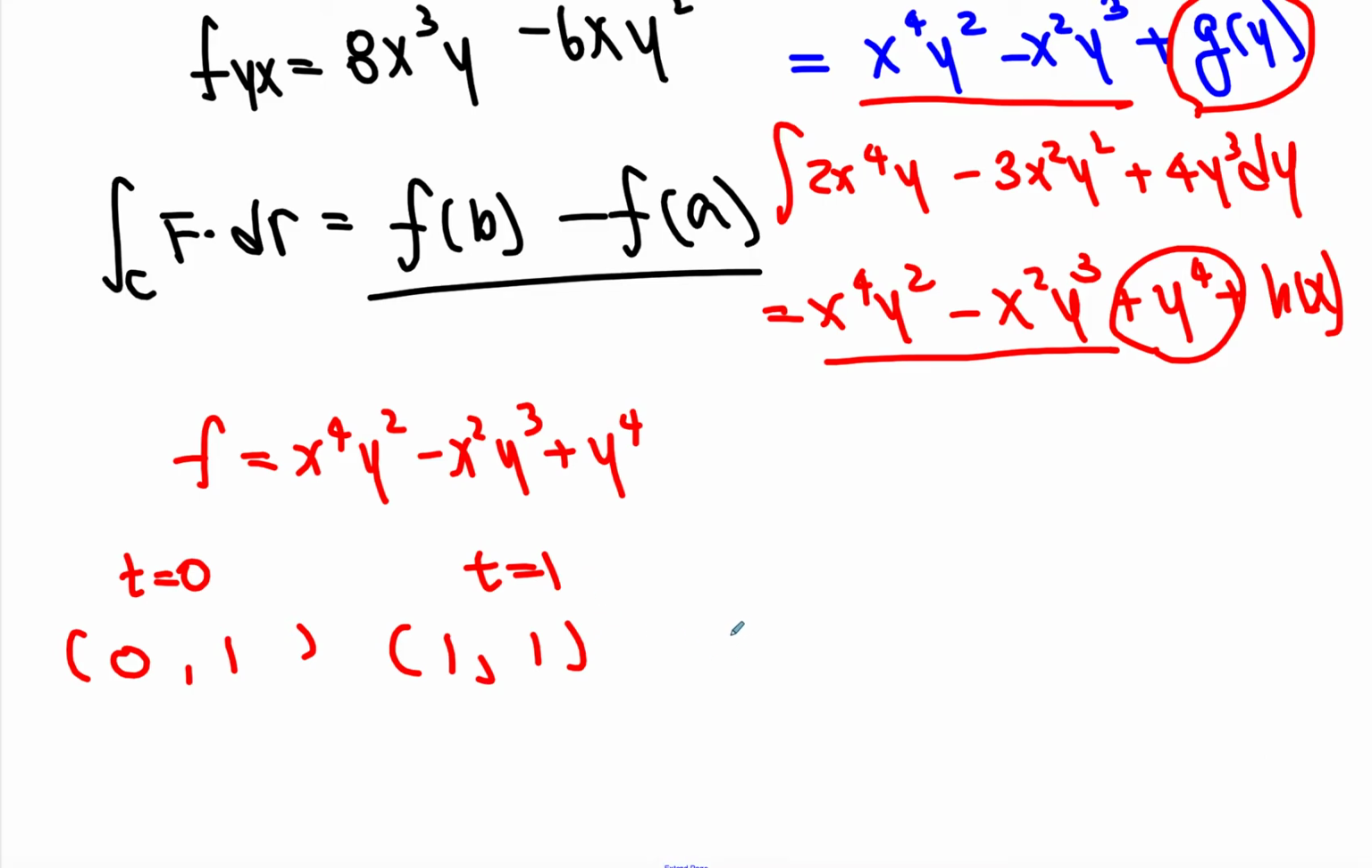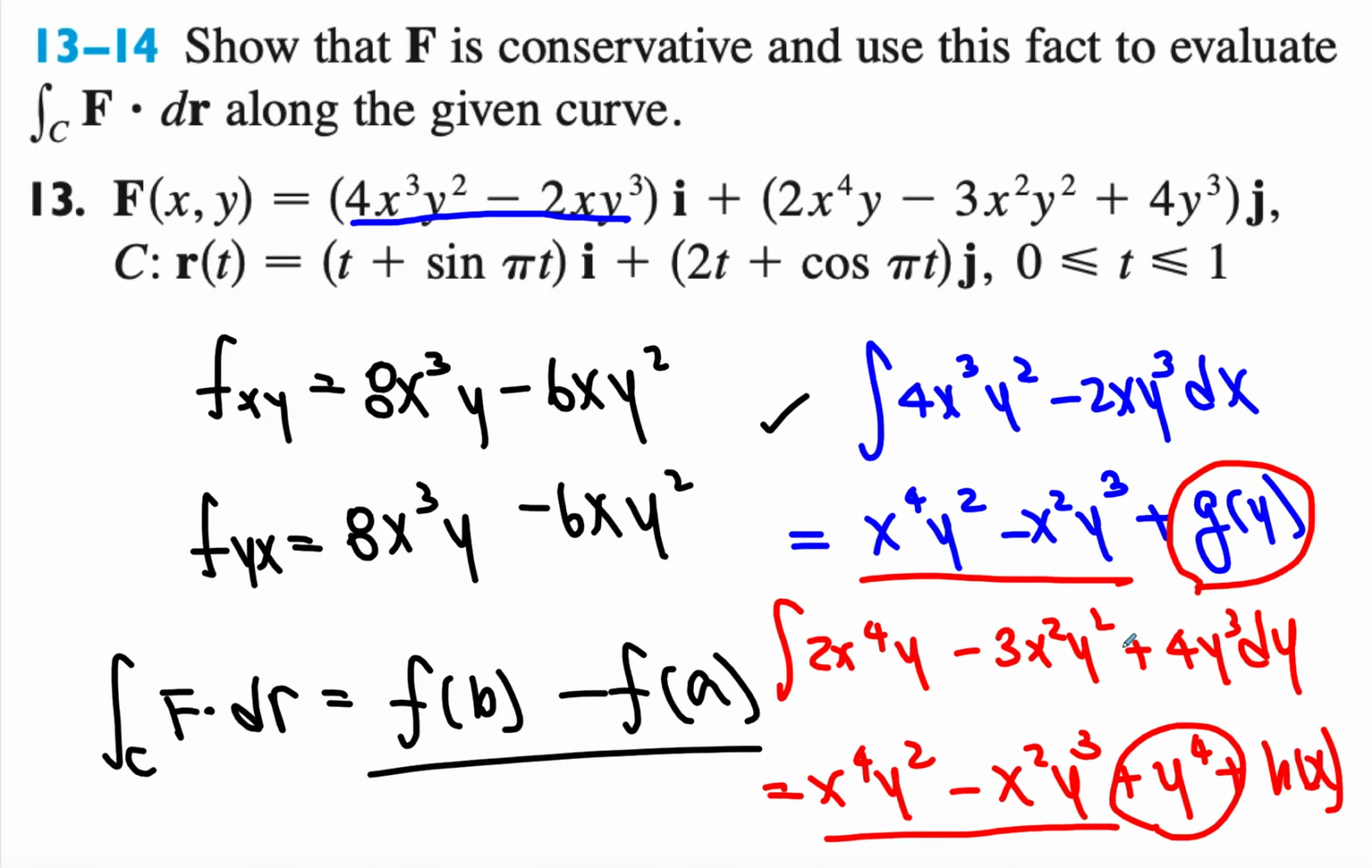To evaluate the line integral, what we have to do is f of (1, 1) minus f of (0, 1). But what is f of (1, 1)? On this function, we simply add up the coefficients. So 1 minus 1 plus 1, which becomes 1. For the second one, when x equals 0, this becomes 0, and the only thing that's left is y to the 4th power. When you plug in 1, we get 1, so we get 0. Therefore, our answer becomes 0 for this case.